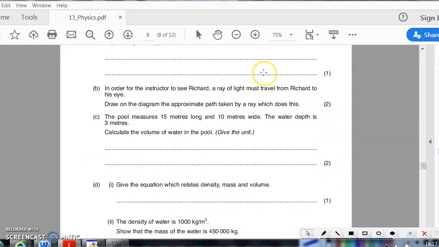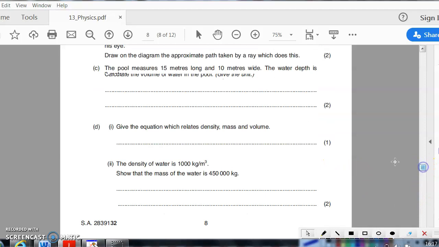Next one, straightforward maths question. The pool measures 15 meters by 10 and the depth of the water is 3. So we calculate the volume for 2 marks. So we don't just write the answer in, we write 15 times 10 times 3. We work out that, which would be 450, and then the units are looking at volume, and it's meters times meters times meters, so we're looking at meters cubed. Okay? Show your working like you would do in any maths question.